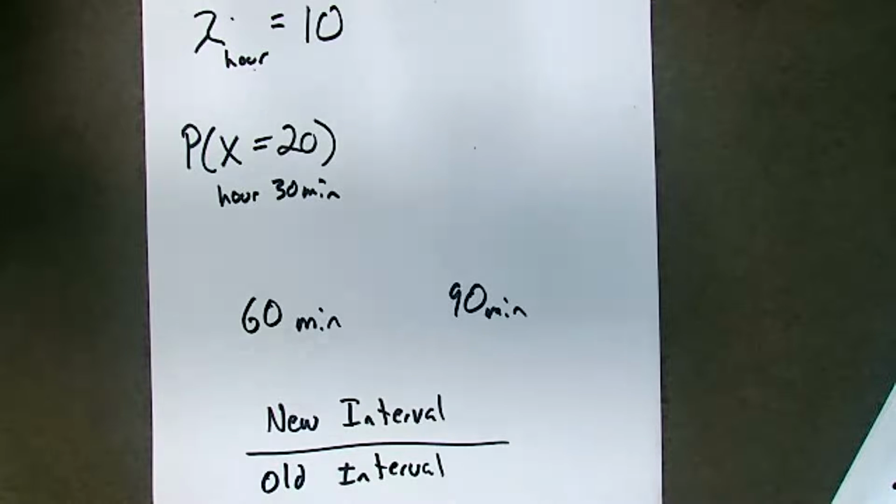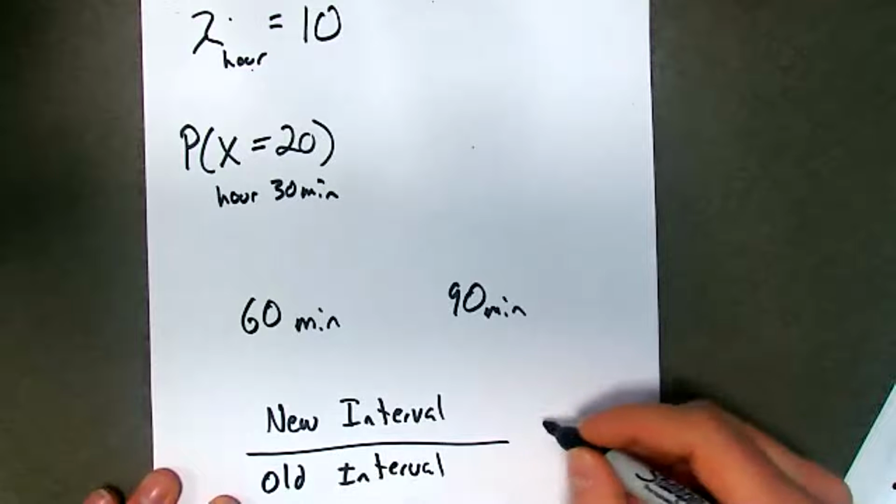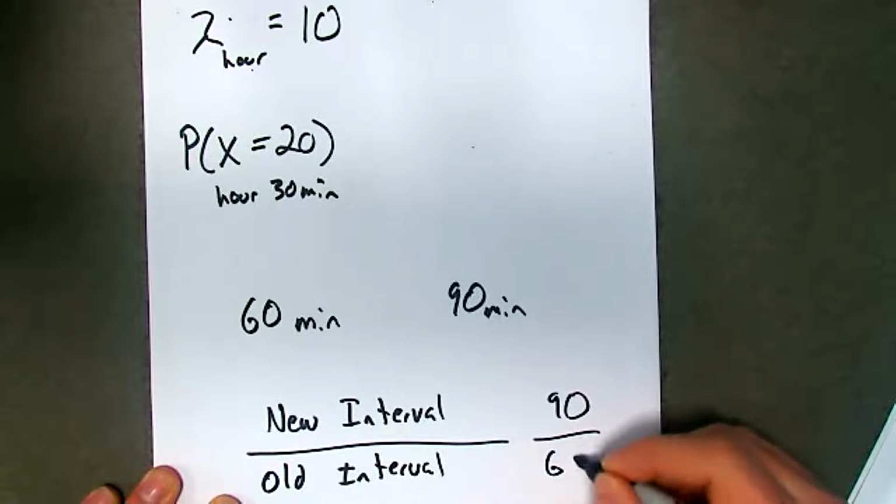Like I said, on the exam, I'll keep it easier, where I'm going from a day to a week. I know I multiply by 7, right? The factor is always going to be easier there because the original interval would be 1. But here, I would take 90 over 60.